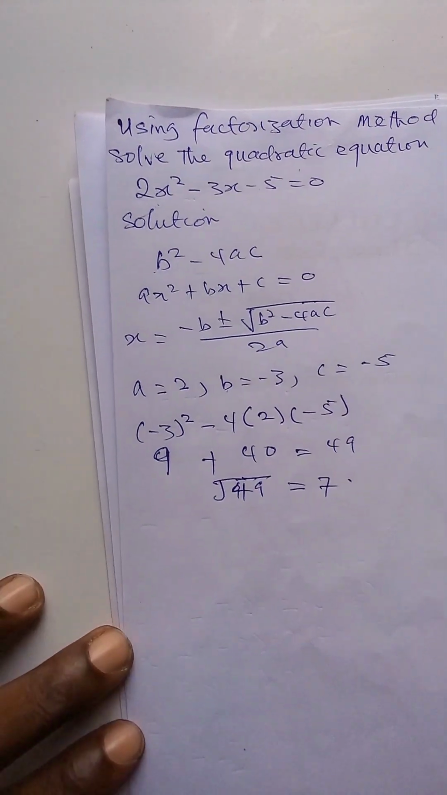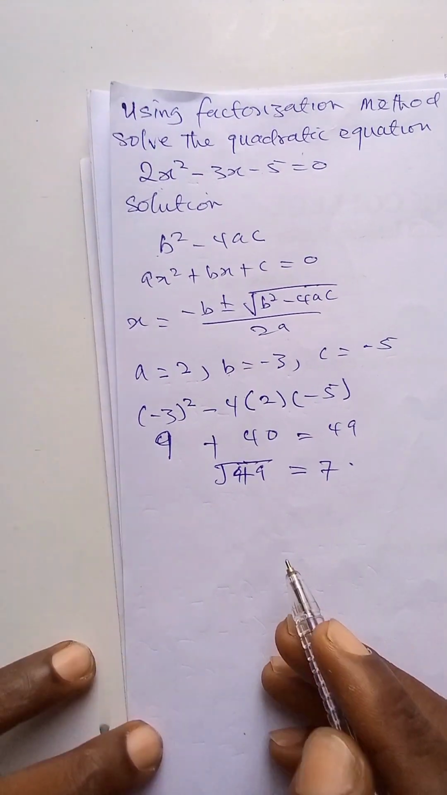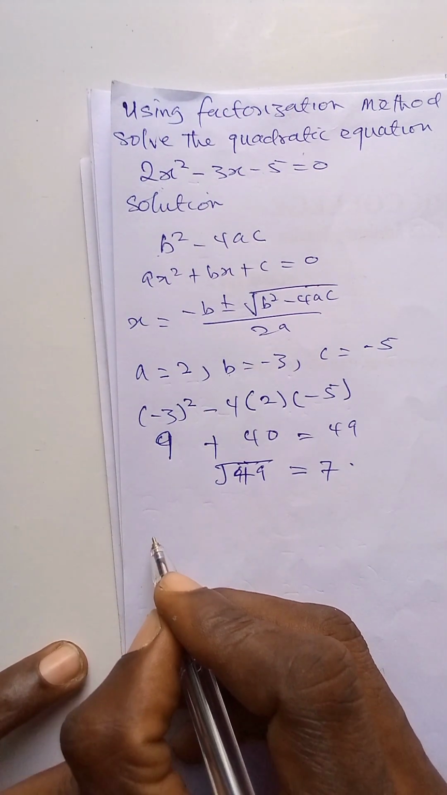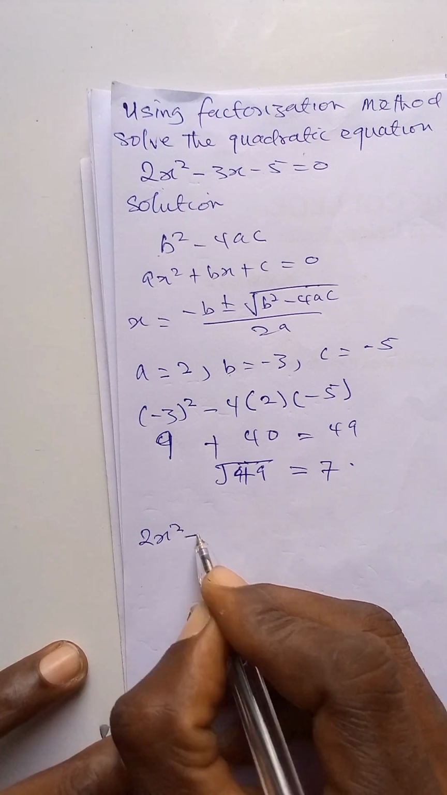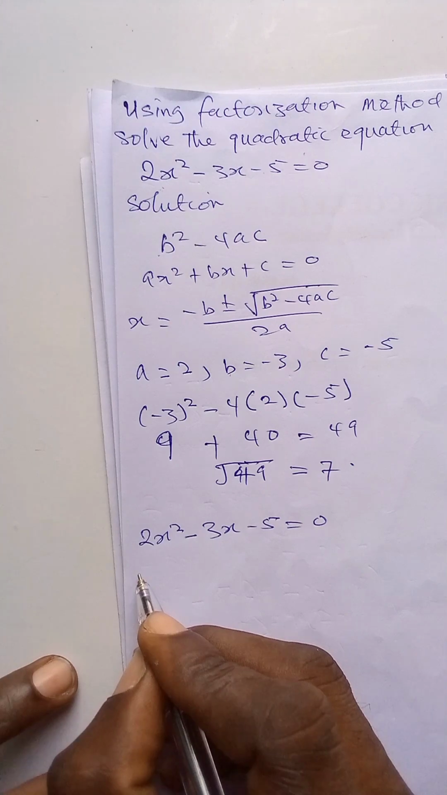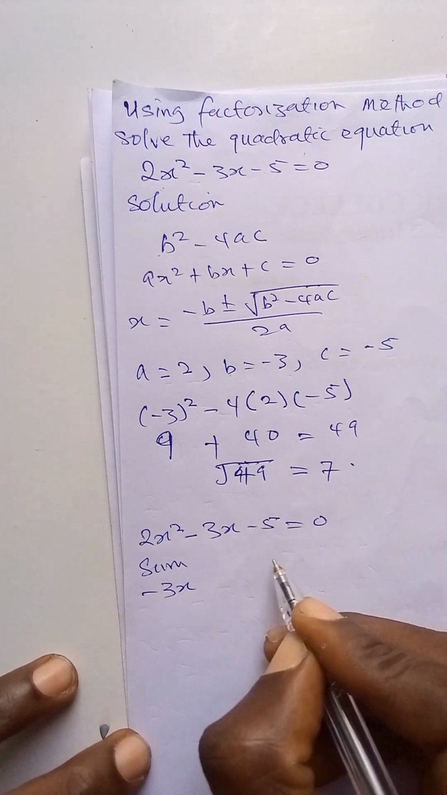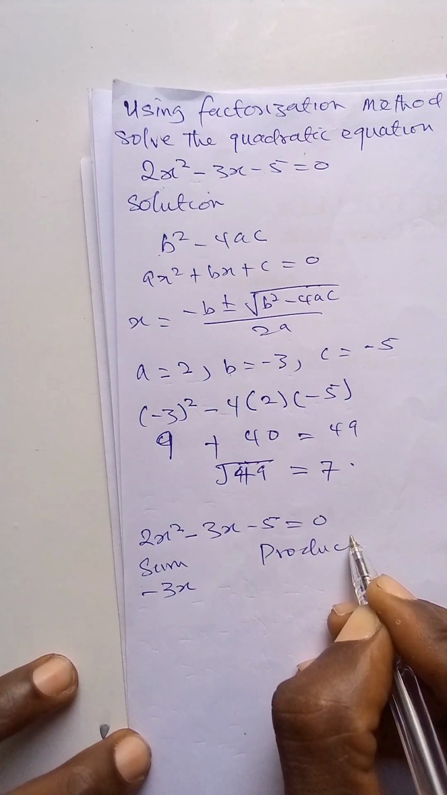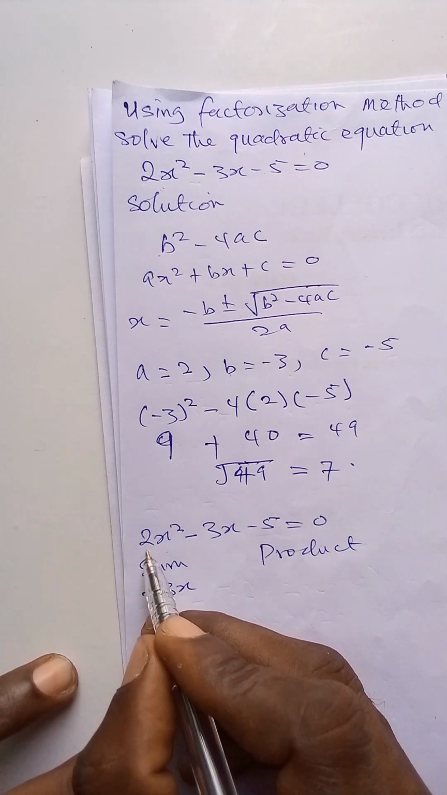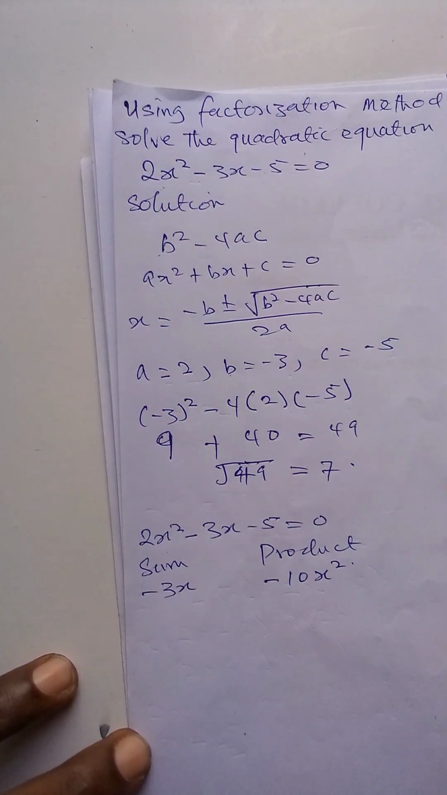So let's go ahead now and factorize the quadratic expression and then find the roots of that quadratic equation. Now, the equation is 2x squared minus 3x minus 5 is equal to 0. I'll have to write the sum, which is the middle term, minus 3x, and then the product. The product is a result of multiplying the first term and the last term. 2 times minus 5 will give us minus 10, and there's an x squared there.